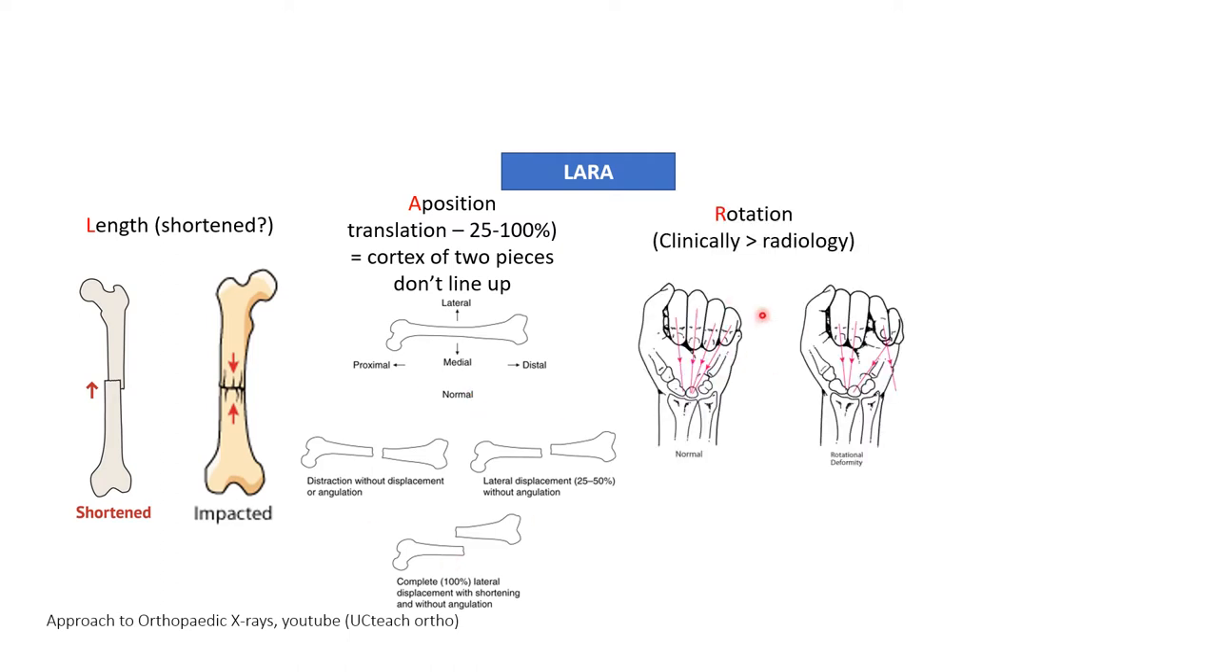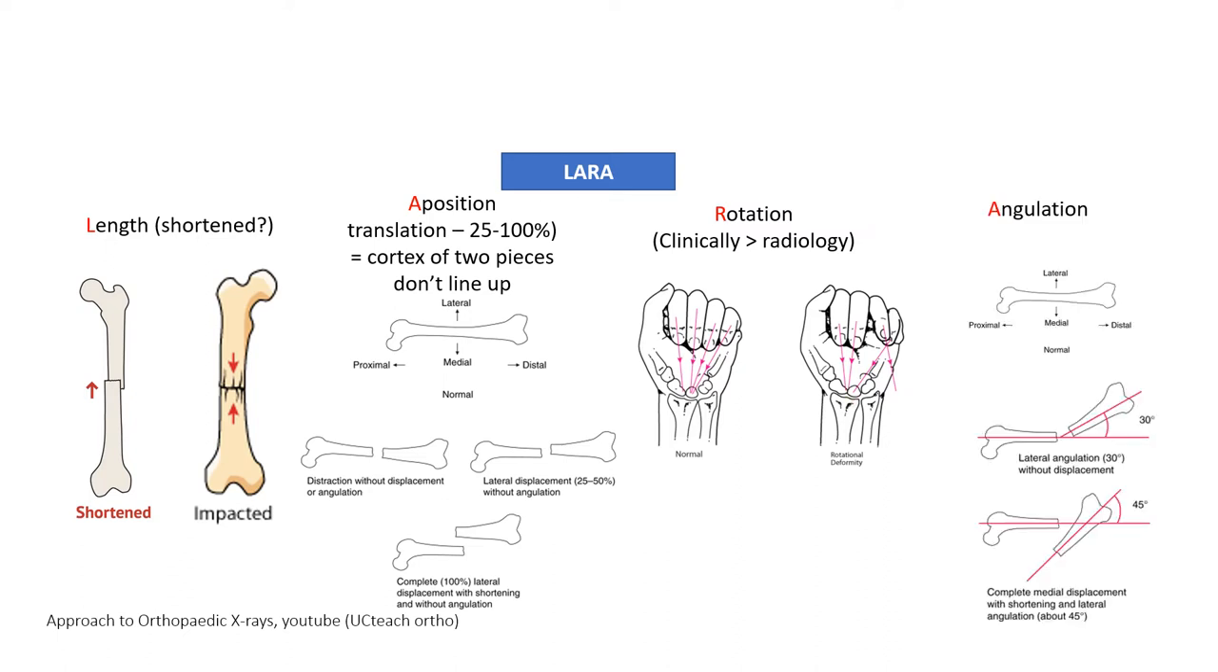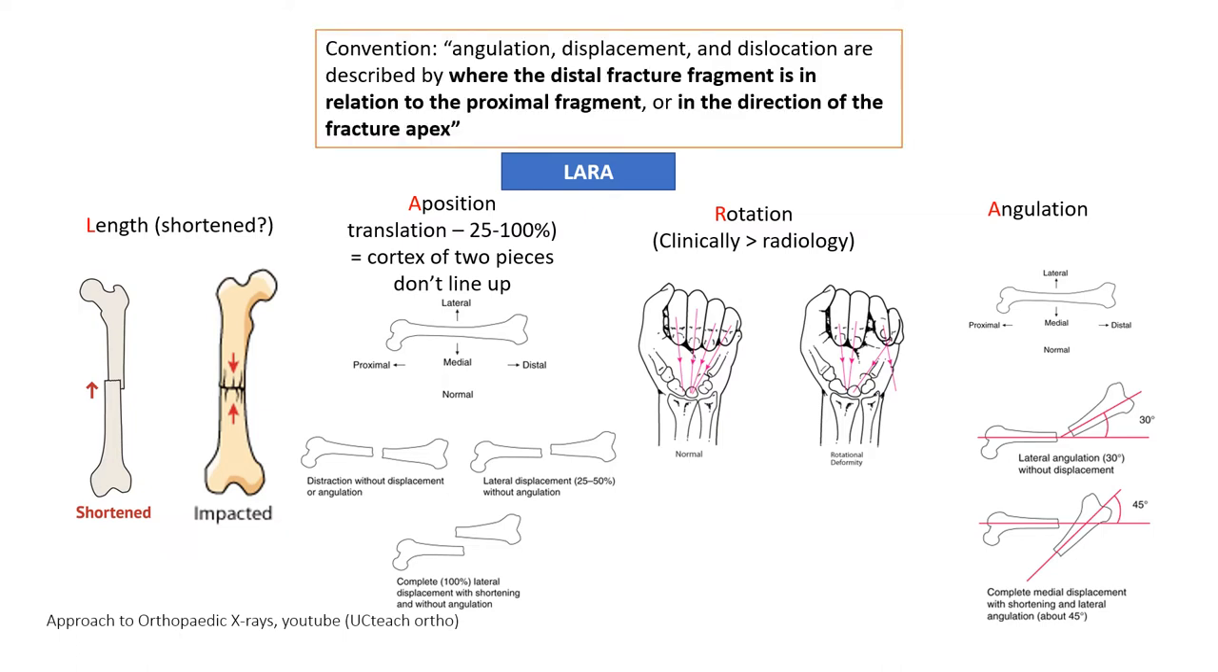And then rotation. Usually rotation is hard to describe radiologically, as I've been informed. And it's important to describe it also clinically, at least. And then angulation. Angulation is if you take a line through the proximal segment and the distal segment, the angle between these is the angulation. Then this one is both 100% translated or dislocated and also angulated. Sometimes you'll call all of this just dislocated. It's a dislocated limb. And then you have the conventions here. You can pause to read these.